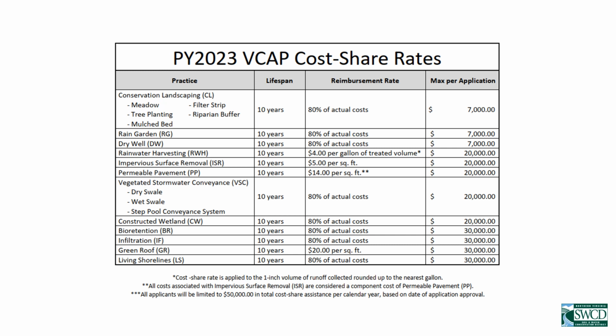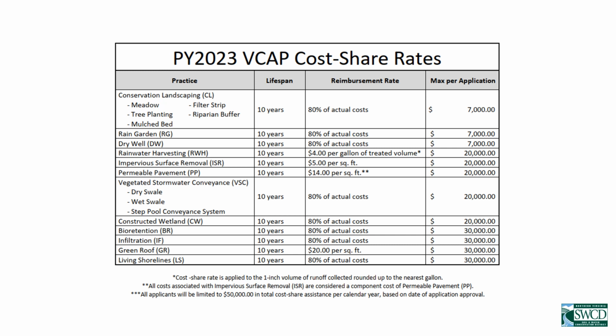So our most popular and most used practice is conservation landscaping. And as you can see by the table here, the cost share rate is 80% of the actual costs up to a maximum of $7,000.